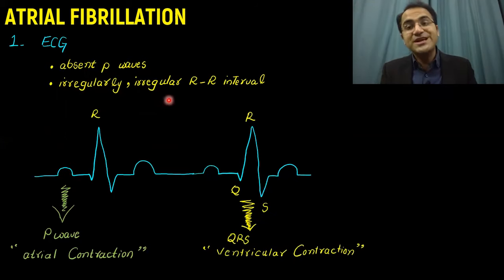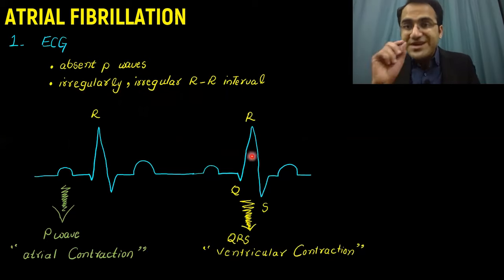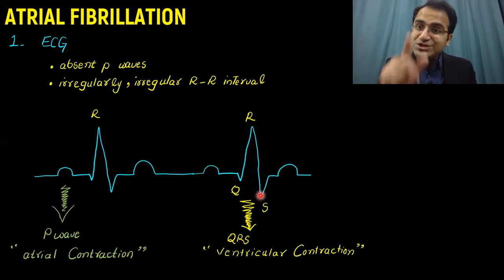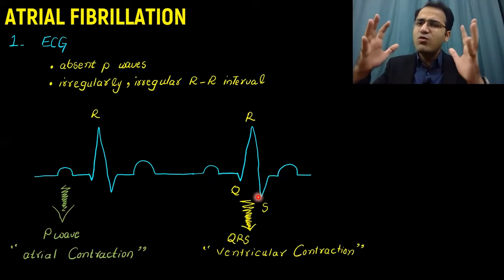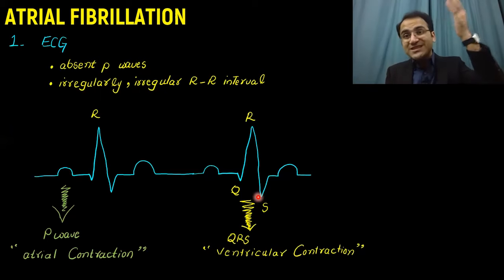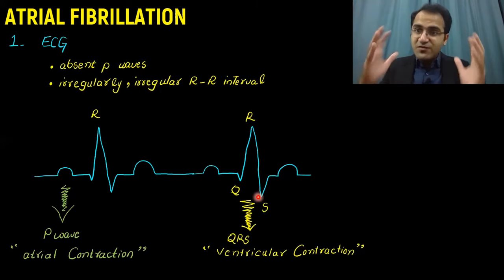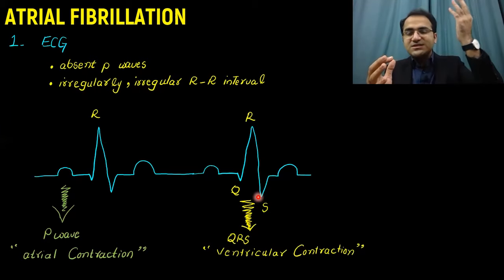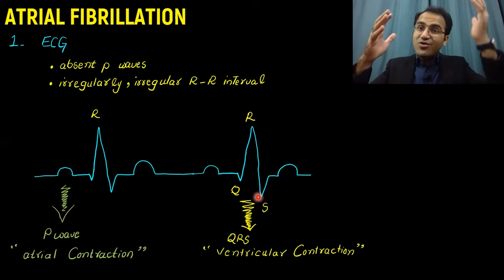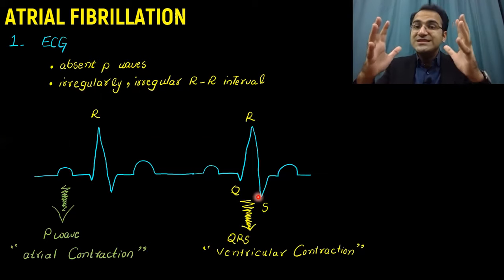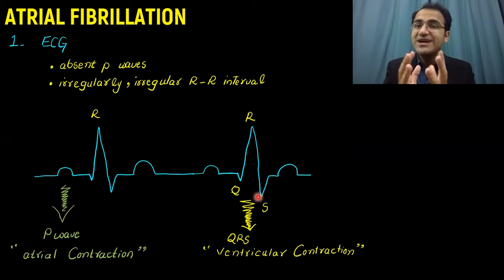Now coming to the irregular RR interval. The QRS in ECG shows ventricular contraction, and you would be able to appreciate the presence of QRS in Afib. Why is QRS present in Afib? Because the ventricles are fine. There is no problem in the ventricles. The ventricles are contracting. The problem is within the atria. But these ventricles are confused. They are confused about the signals coming from the atria. They are just confused at what havoc the atria are trying to create up there. So the signals coming from the atria are so irregular that the ventricular contractions are also at an irregular rate.